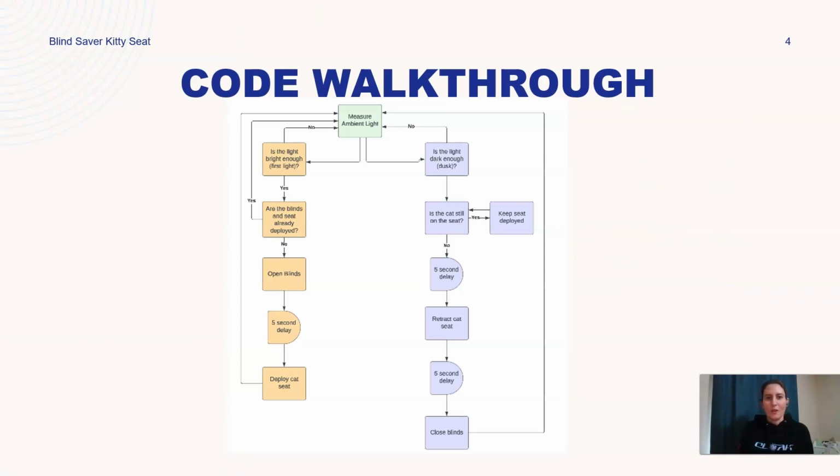So first we'll walk through the code. And how this works is there is a photoresistor that is constantly measuring the ambient light. And I have set a threshold to where if it is above a certain amount, then the blinds will open. And when it's below a certain amount, the blinds will close. And so, for example, if we were to make the threshold to where we could open, the blinds would open.